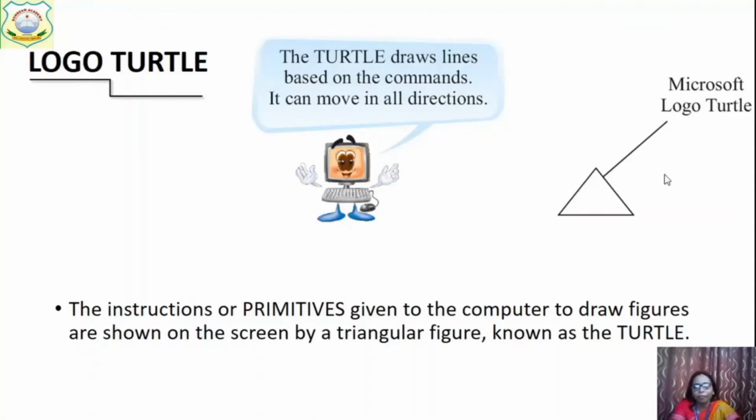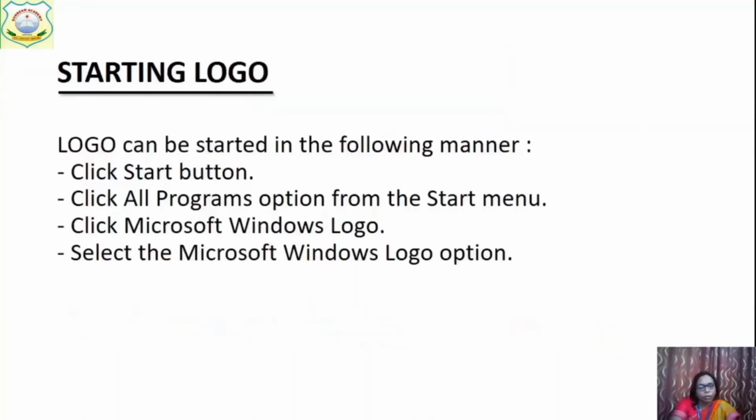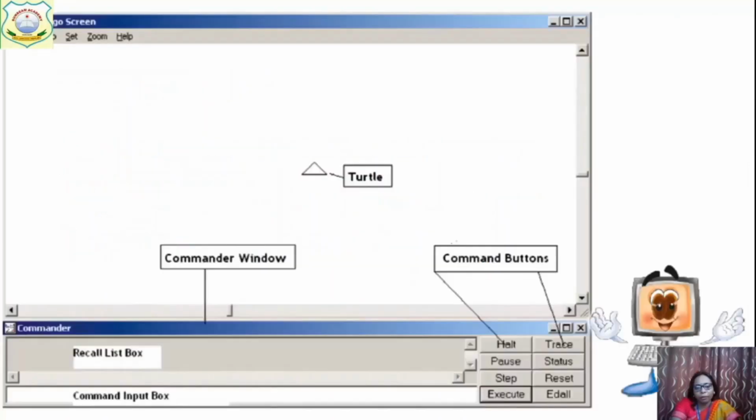Okay, now how to start Logo? You know very well, as you start any other program, go to Start, then All Programs, then Microsoft Windows Logo. I am going a little bit fast because these are already done in the last two classes. It's just a recap to connect you from the previous class.